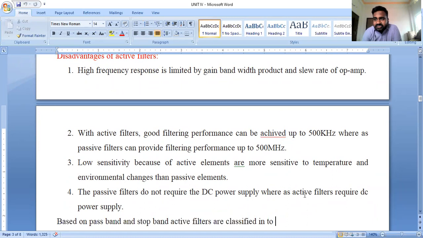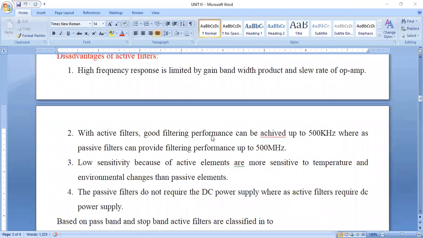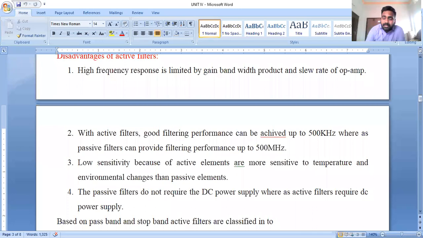If we see the sensitivity parameter in the construction of filters, here the sensitivity is very low. Because of this, the filter is quite disturbed with respect to temperature. That means if there is any environmental change, compared with passive filters, if we design active filters with the help of linear integrated circuits, they are sensitive to these temperature drifts, and that makes the filter quite low sensitive to temperature.